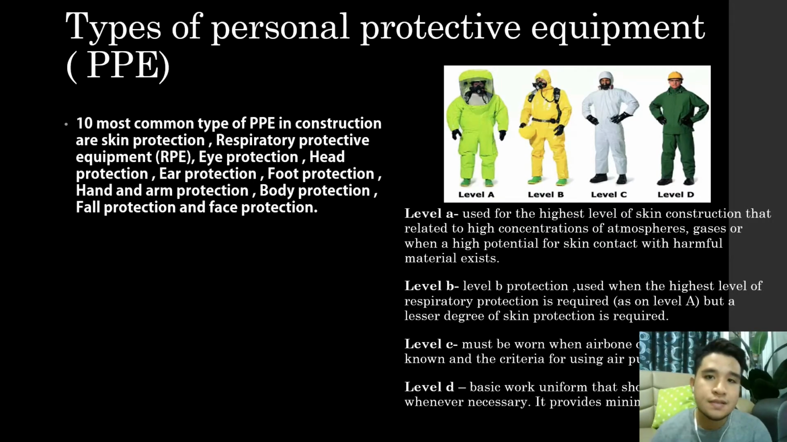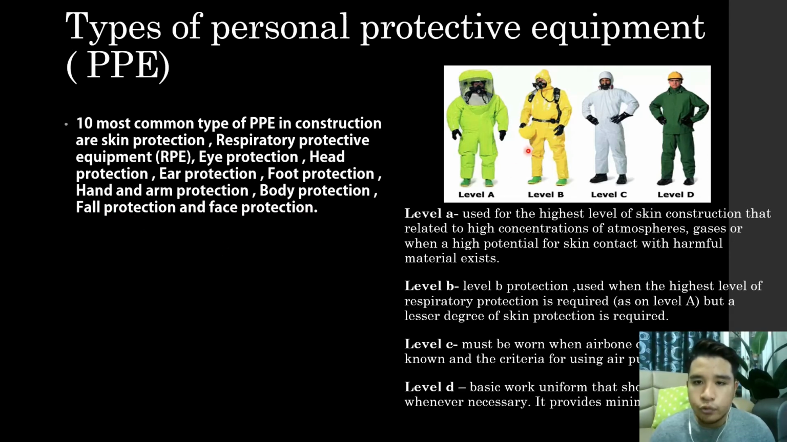Type of personal protective equipment (PPE). The 10 most common types of PPE in construction are skin protection, respiratory protective equipment (RPE), eye protection, head protection, ear protection, foot protection, hand and arm protection, body protection, fall protection, and face protection.